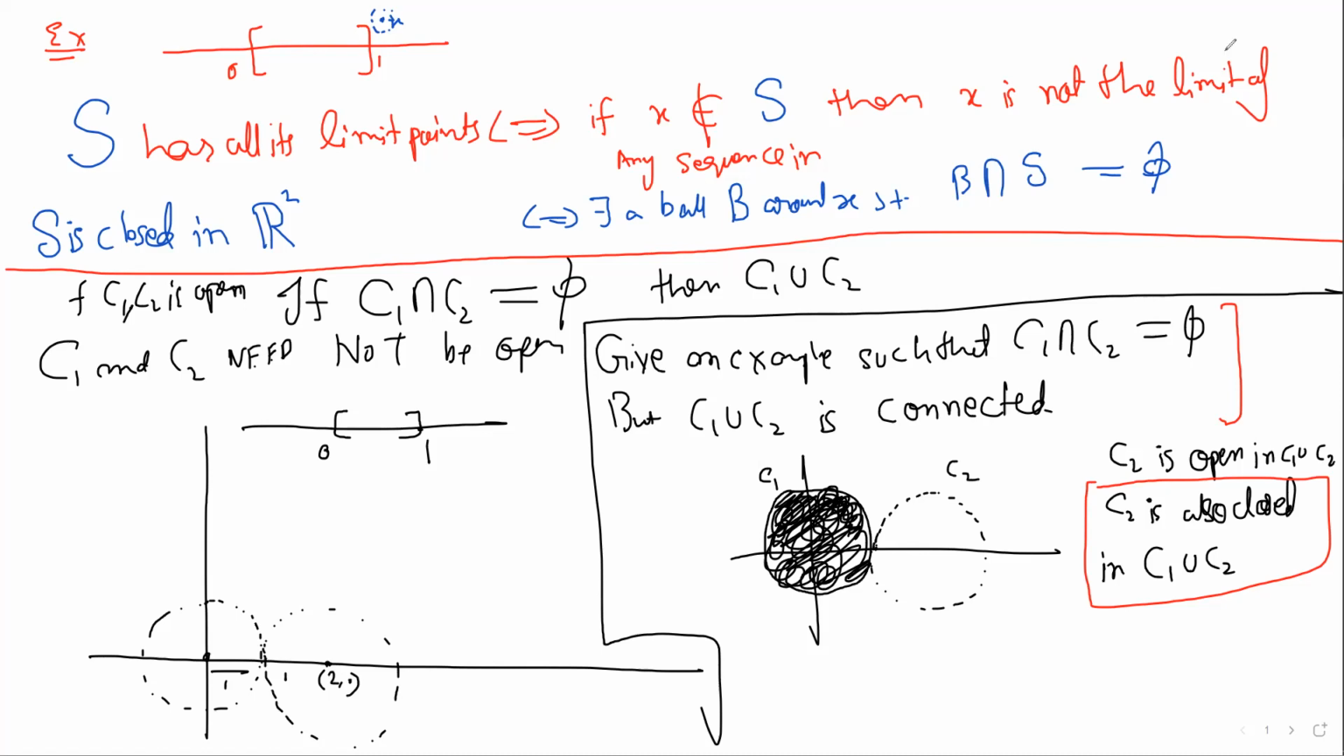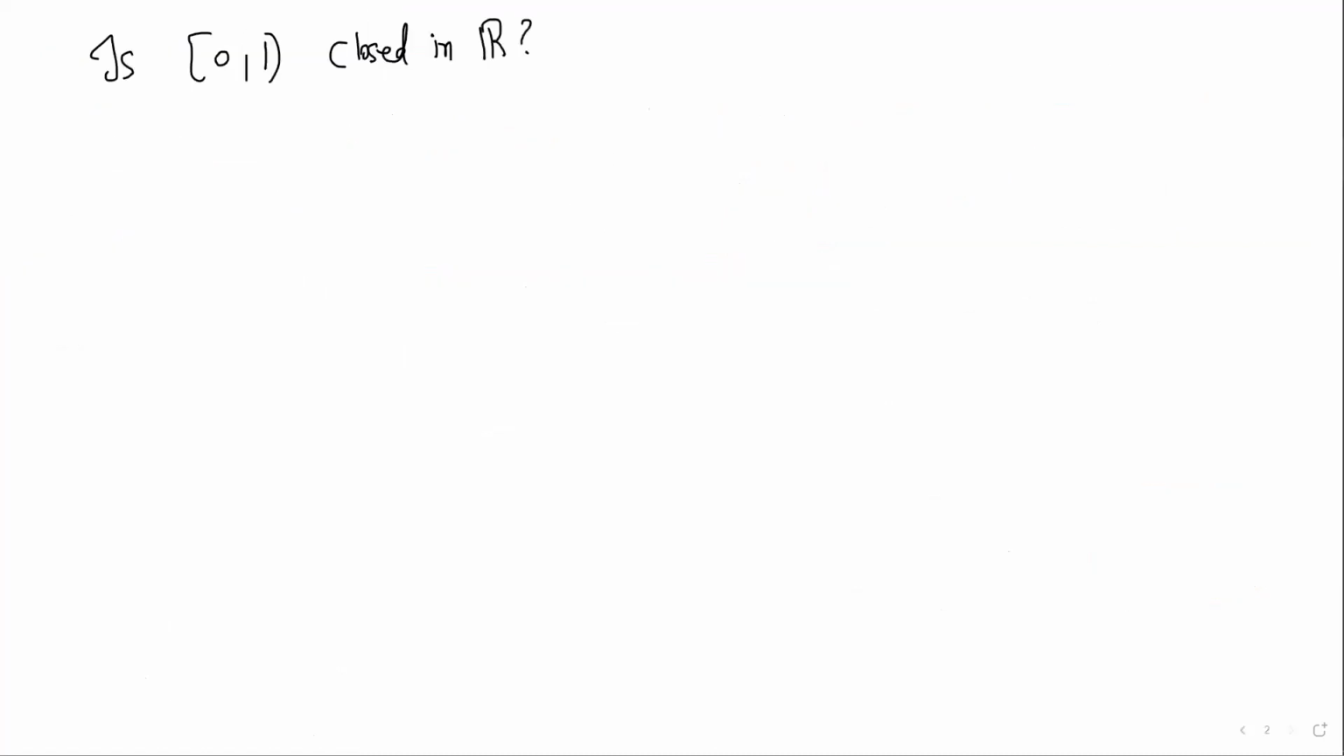Okay, so currently we are doing this. Currently, I'm asking the following. Is 0, 1 like this, half open and open on one side, closed in R? Because again, we are realizing that we need to take a closer look at these closed and open notions. So is this going to be closed in R?